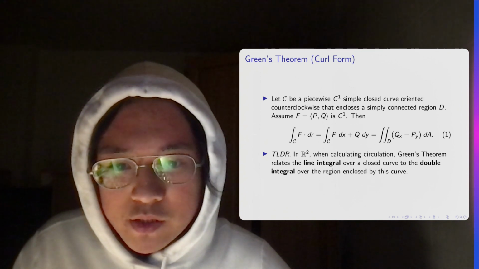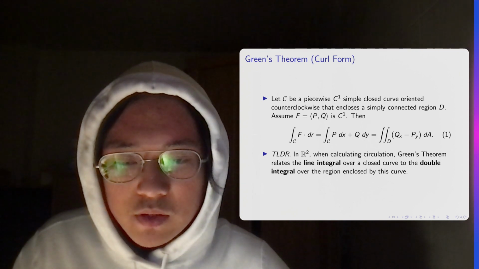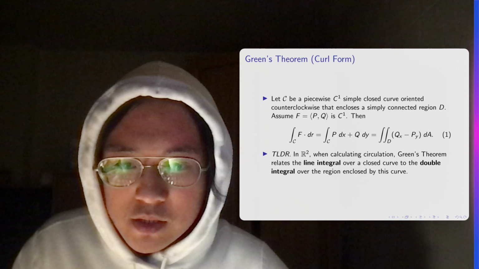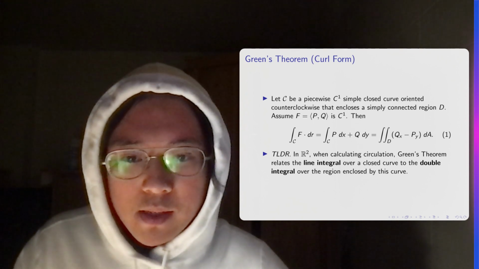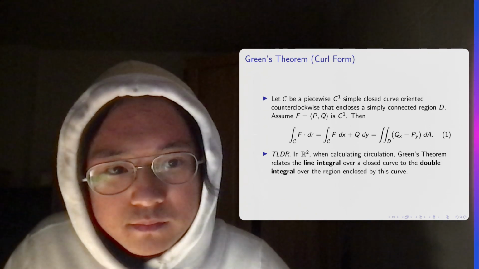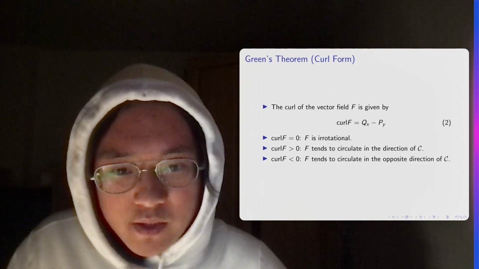So to interpret the meaning of this equation, the left-hand side gives us the circulation, and the right-hand side says, to calculate the circulation, we can instead take this quantity qx minus py and integrate this quantity over the region bounded by this curve. In fact, we call this quantity the curl of f.